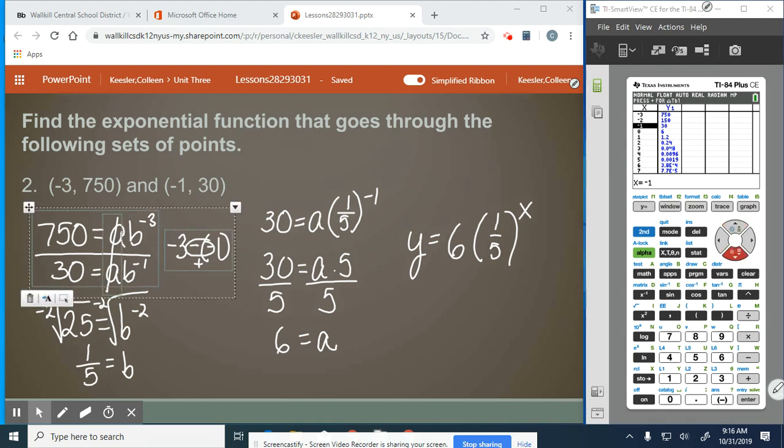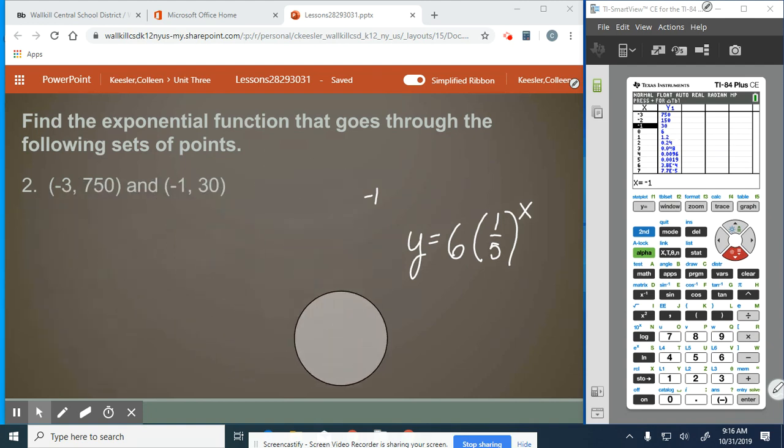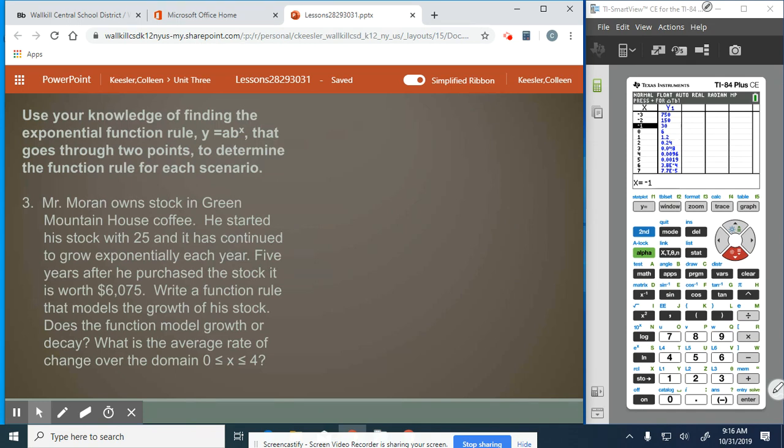All right, so now we're going to apply this to some word problems. I'm going to do 2 with you, and then you're going to try 1 on your own before starting your exit tickets. So Mr. Moran owns stock in Green Mountain House Coffee. He started his stock with $25, and it has continued to grow exponentially each year. 5 years after he purchased the stock, it is worth $6,075. Write a function rule that models the growth of his stock.